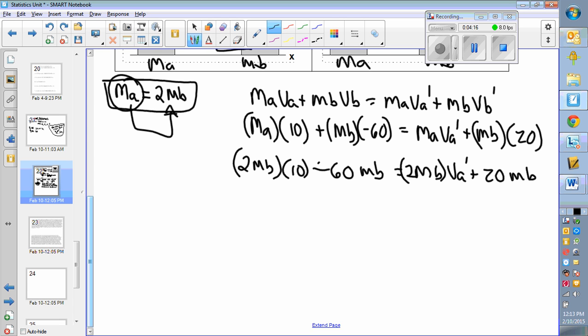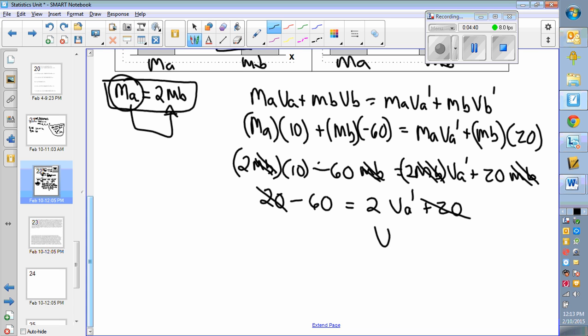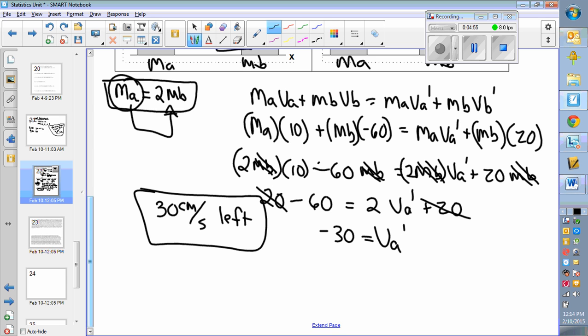Now, having done that, I have an MB everywhere, so the mass cancels out everywhere. So my formula now is 20 minus 60 equals 2 VA prime plus 20. 20 on both sides. So you have negative 60 equals 2 VA prime, negative 30. So it's going 30 centimeters per second, and negative meant left, according to my picture. Sound good? So let's look at third question.